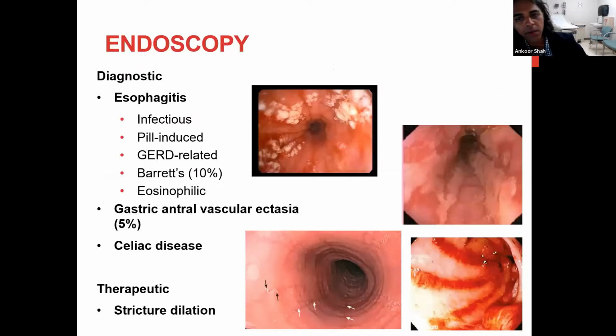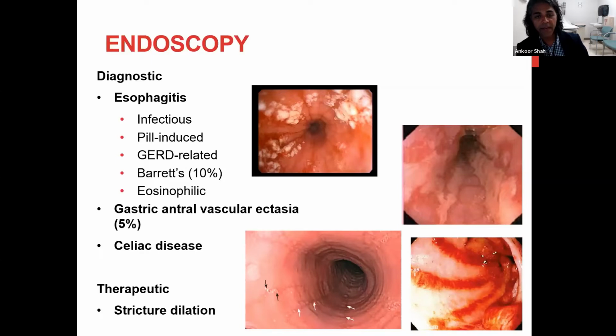So how do we evaluate for GI disease? I think the first step in most patients is an endoscopy. Now, again, if they have symptoms of reflux or difficulty swallowing, this can help tell you not necessarily if it's scleroderma, but if it's something else. Could they have candida and an infectious esophagitis? Could they have pill-induced esophagitis? Could they have severe GERD? Could they have Barrett's esophagus, which is seen in up to 10% of patients with systemic sclerosis?